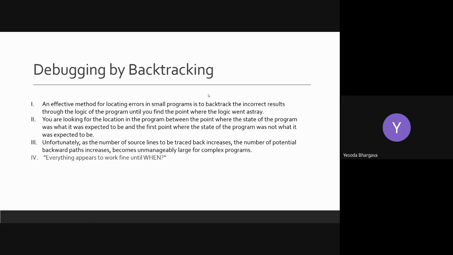But again, try to look at the thought process behind the word backtracking in this context of debugging, in which you are looking for the location of the problem between the point where the state of the program was what you expected it to be, and the first point where the state of the program was not what it was expected to be. So this is how you go on to approaching the debugging by backtracking problem, and it's more of an experimental thing.